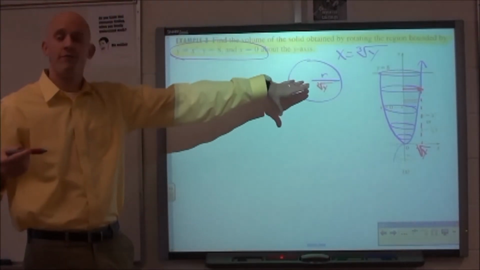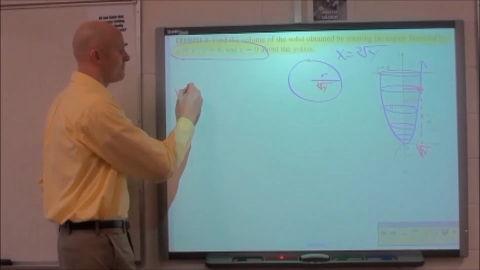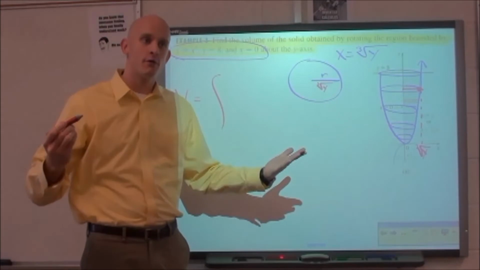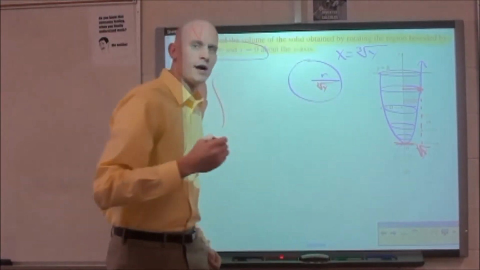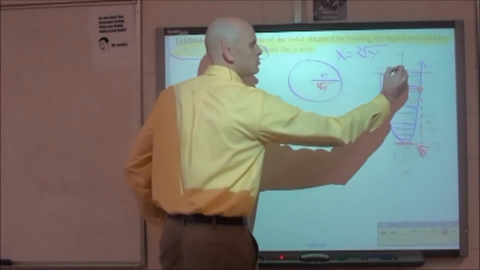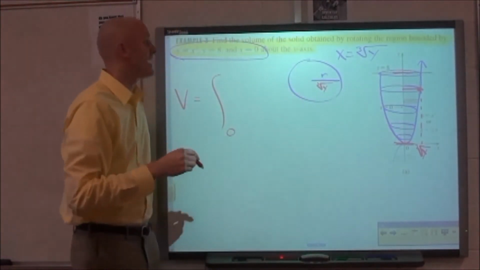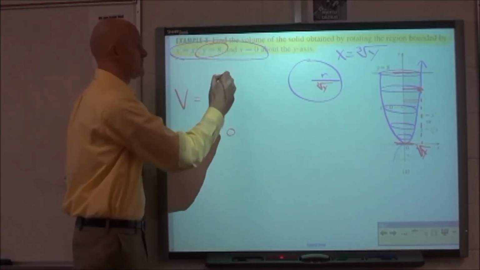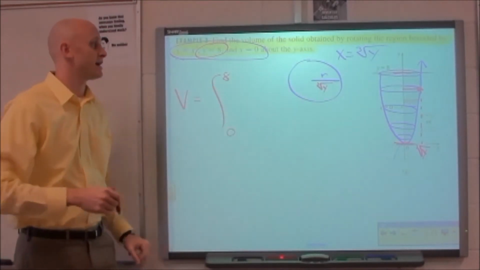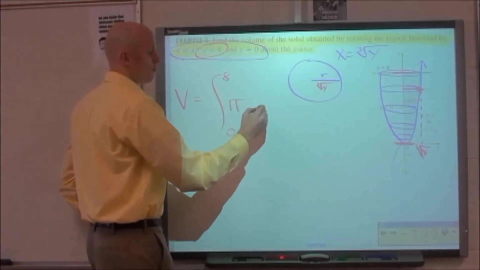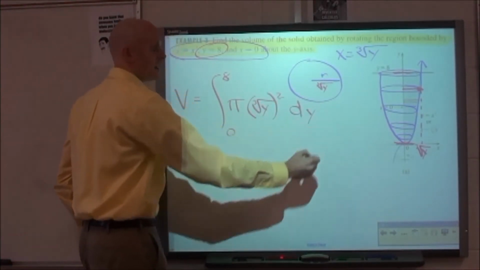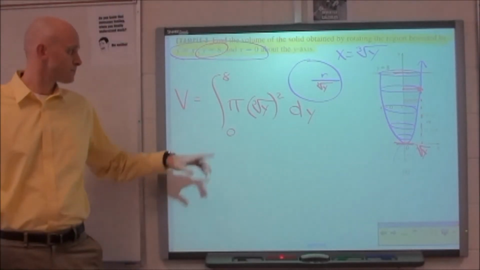Now, our formula that we're going to integrate, we know that the volume of this shape is the definite integral. Now, we're integrating with respect to y, so we need to look at our lower and upper limits on the y-axis. They go from 0 to this value here on the y-axis, which is 8. We take our area formula of one cross-section, that would be pi, the radius, cube root of y, squared. And we're integrating with respect to y.